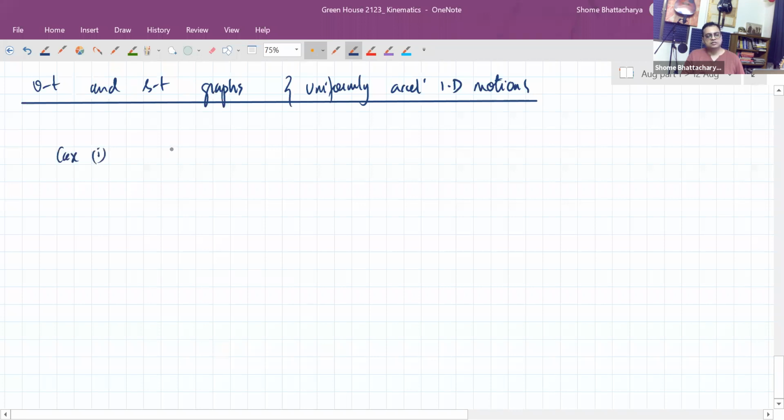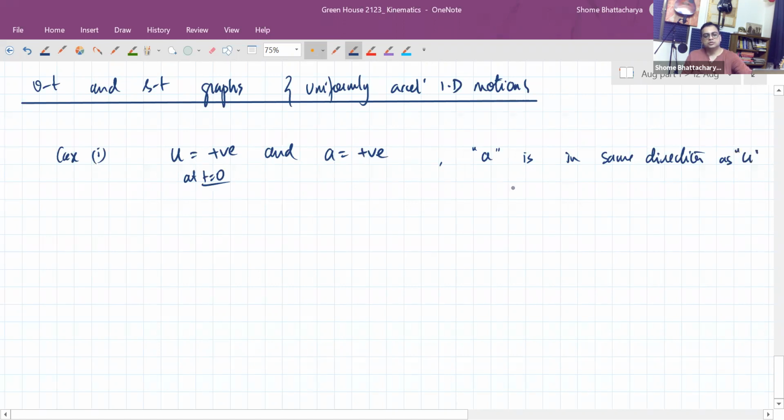The first case is when u is positive and acceleration is also positive at t equal to 0. That means the acceleration is in the same direction as the initial velocity, so velocity increases with time straight away from t equal to 0.